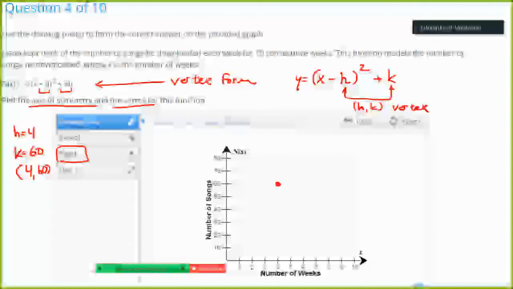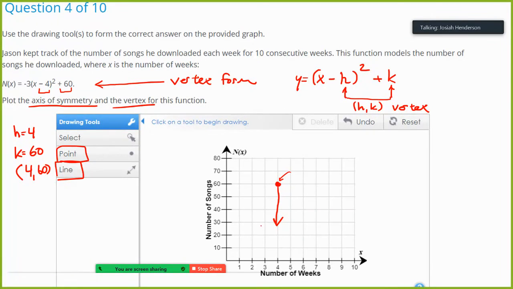Okay, so there's our vertex. And then line, we need to make our axis of symmetry. To use the second tool, the line, you click anywhere on your line. So I would click here on the vertex we just made. And then you have to hold down and pull in the direction you want your line. When you release, it'll make your line go all the way. Now remember, the axis of symmetry cuts the parabola in half and it goes through the vertex. So in this question, they're not asking us to make the whole parabola. They're just asking us to find those two items, the vertex and the axis of symmetry.